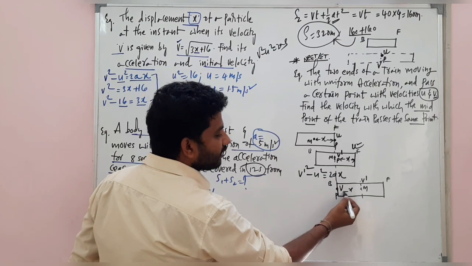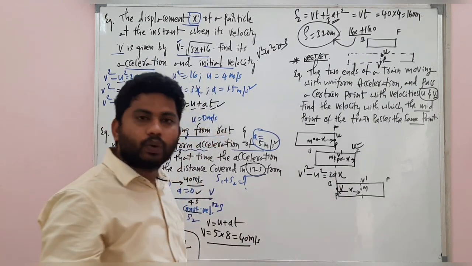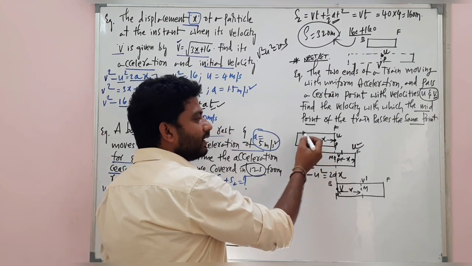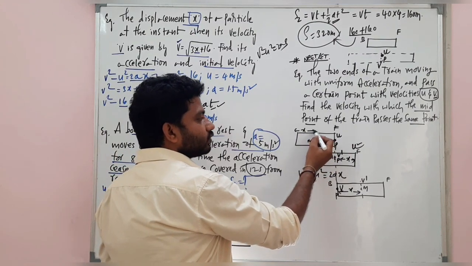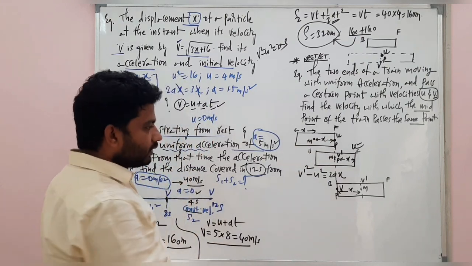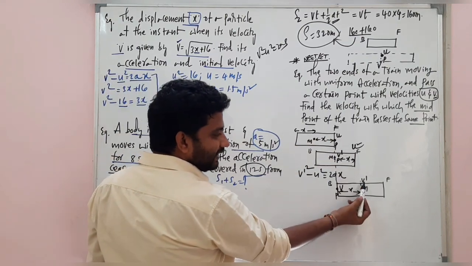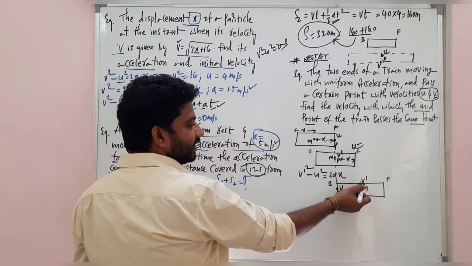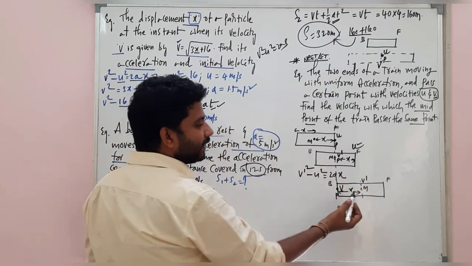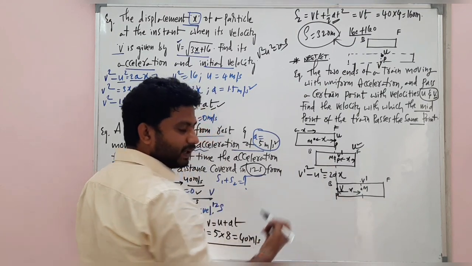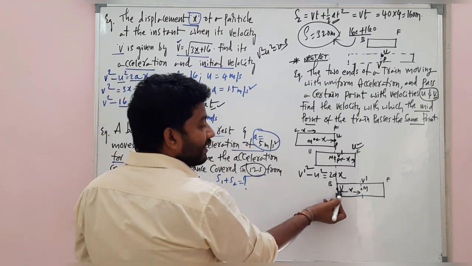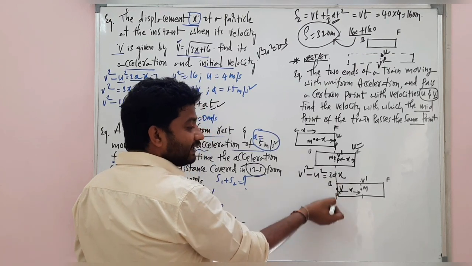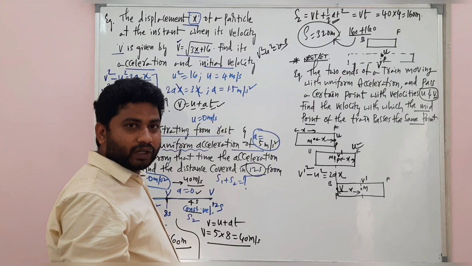Okay, but the distance traveled will be x only. Why? Because this half of the train is x and the other half will also be x. Now in this case, this is the initial velocity and this is the final velocity. Initial velocity is the velocity with which the midpoint of the train passes through point P, and final velocity is the velocity with which the final end of the train passes through the point P.